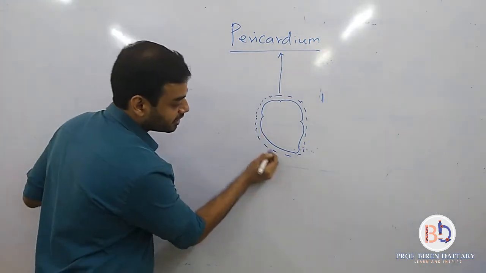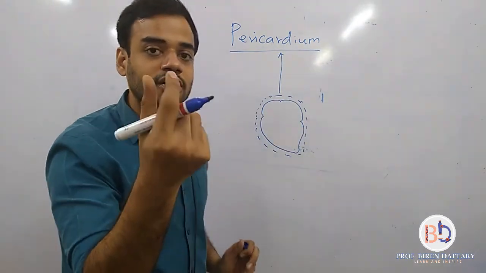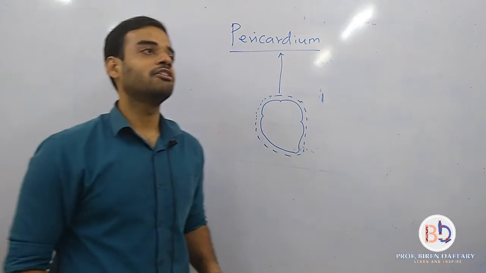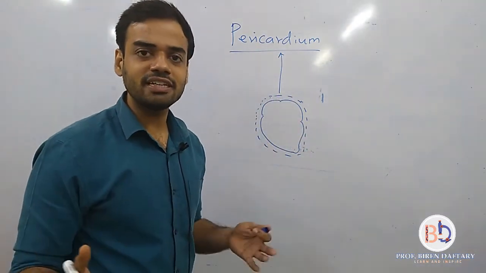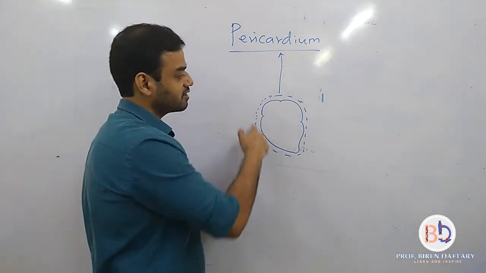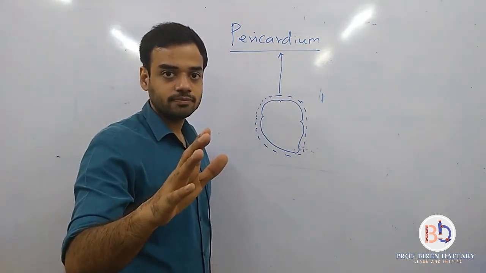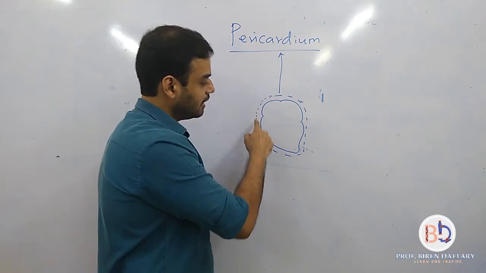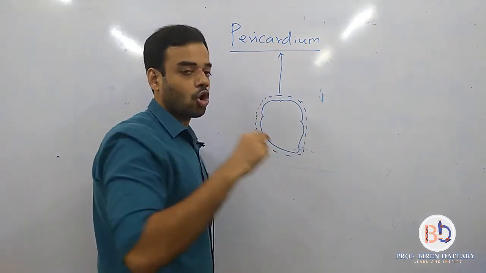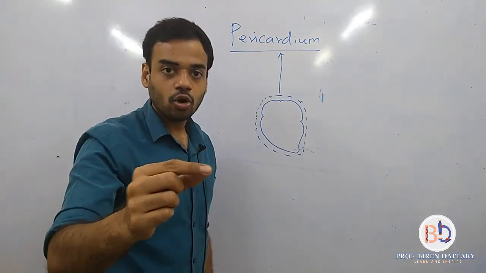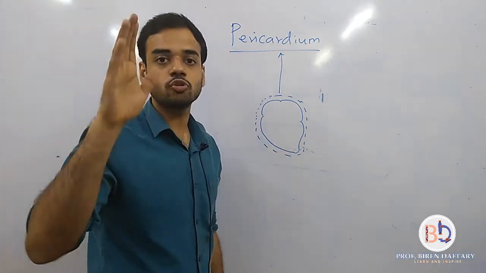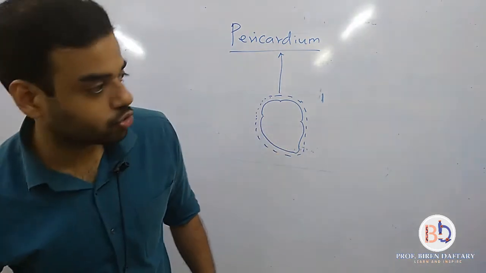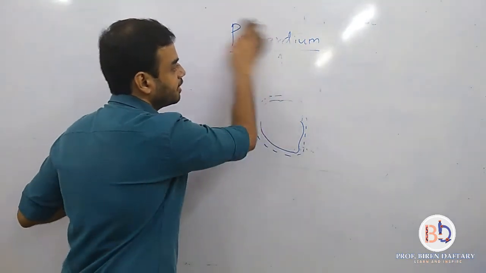Now we have to study about this wall, its thickness, and how that wall is divided. So we will do it. It is very, very easy. Now let us start with the structure. So I hope pericardium is clear. Pericardium is the layer of tissue which is surrounding the heart. Its function is to protect the heart. So now let us start with this pericardium.